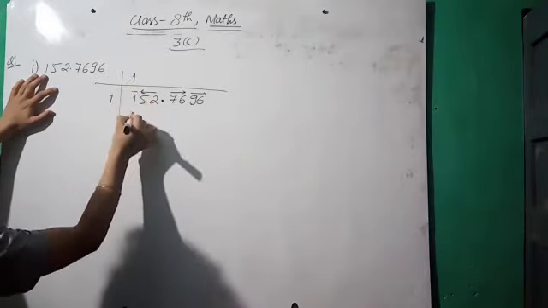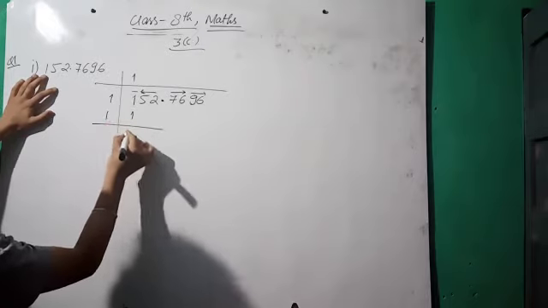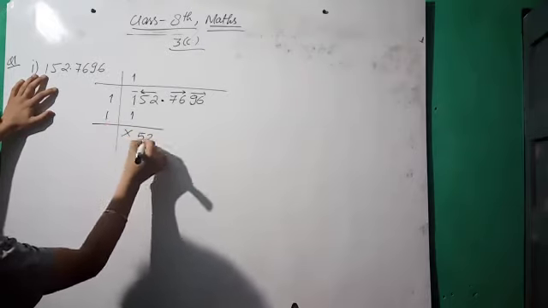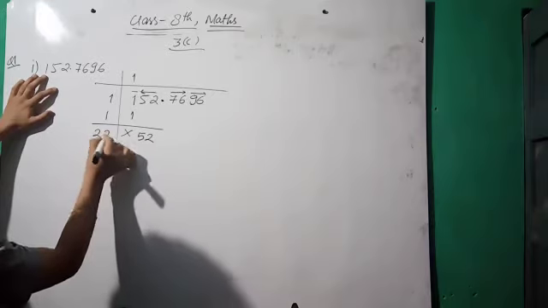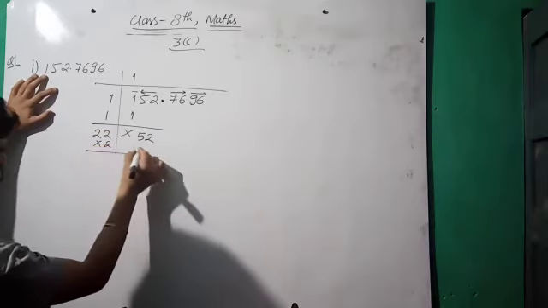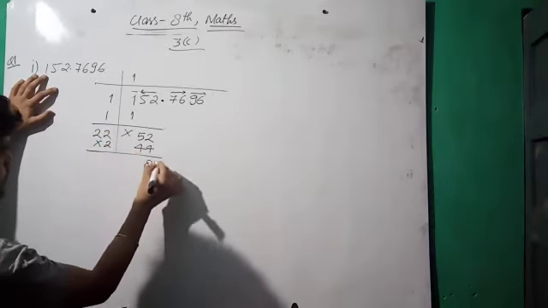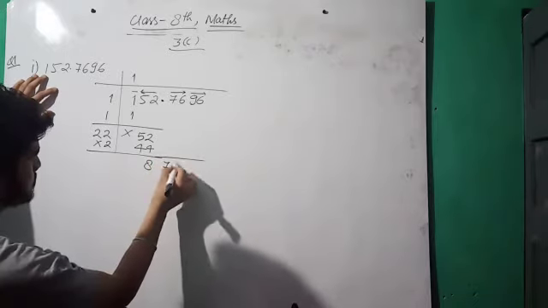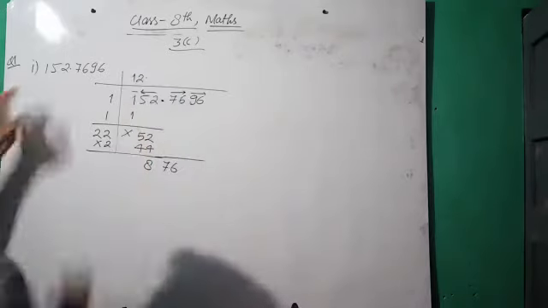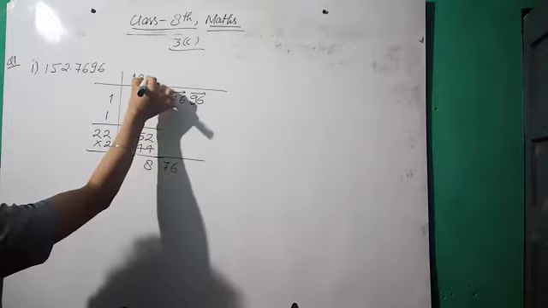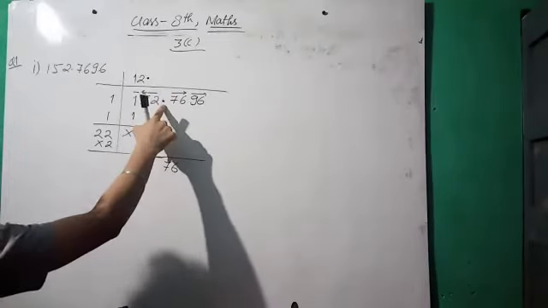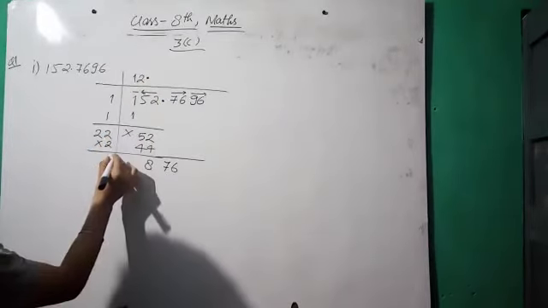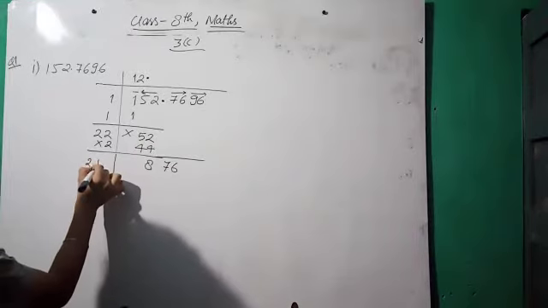1 into 1 is 1. So cross 52 now. 1 plus 1 is 2. 22 into 2 is 44, then 8, then 76. Now put a point here, because after that we have the decimal, so we have to put the decimal here. Now 22 plus 2 is 24.